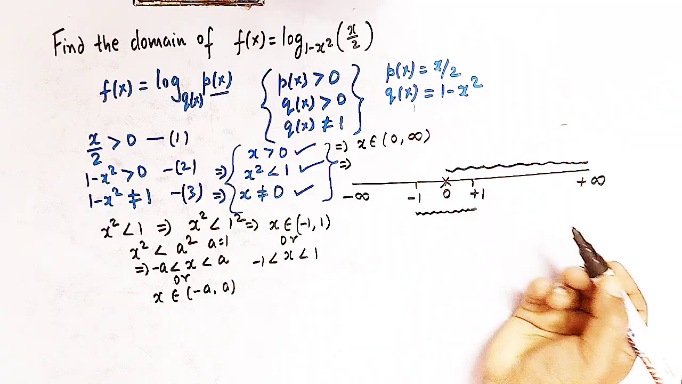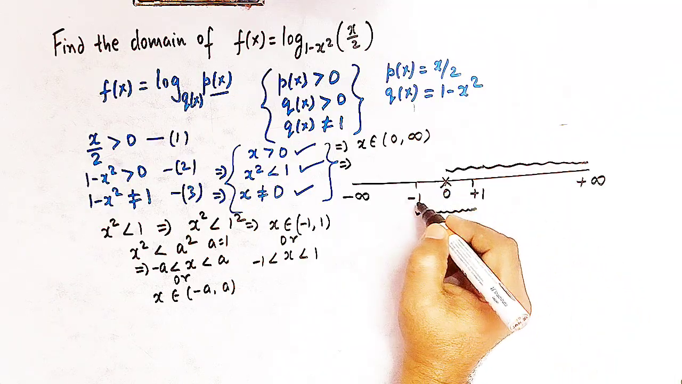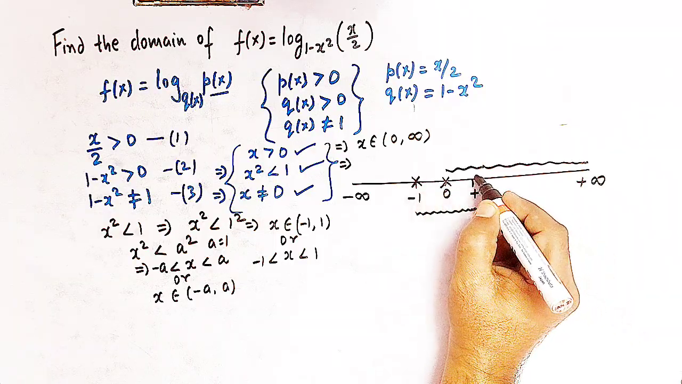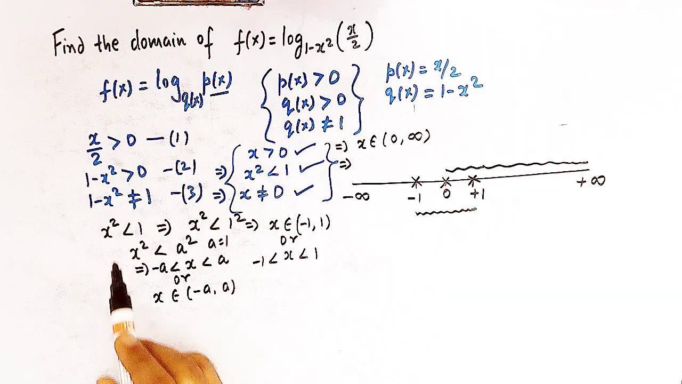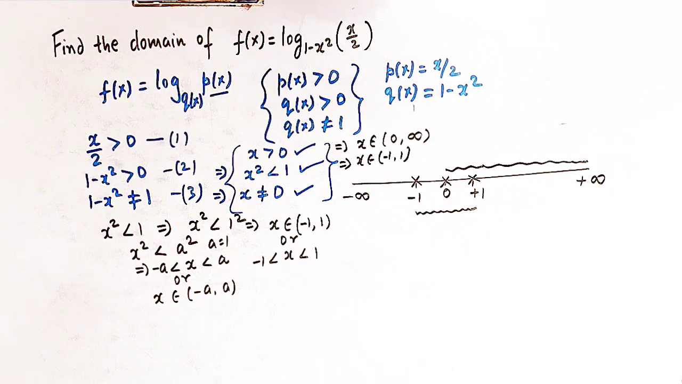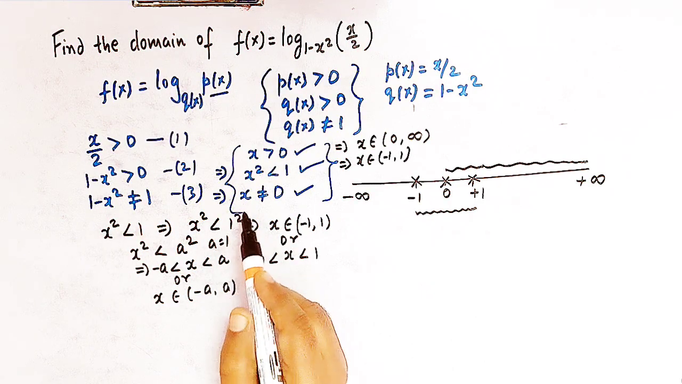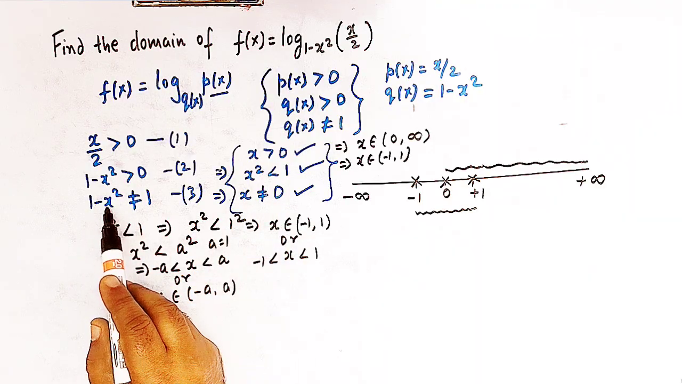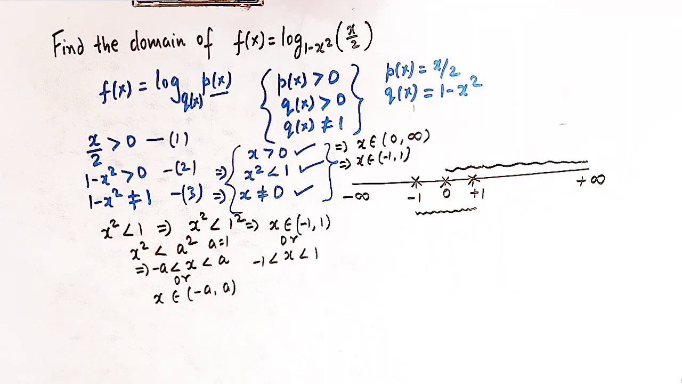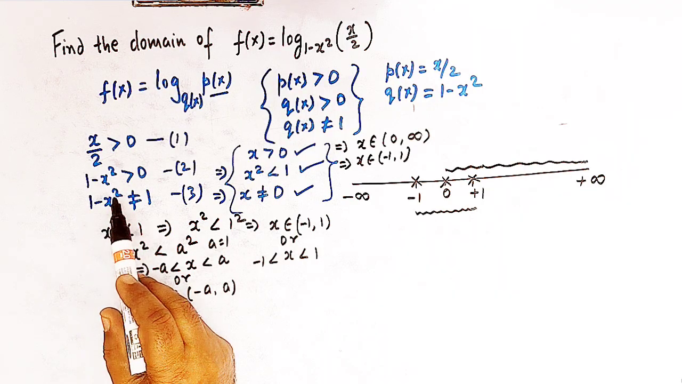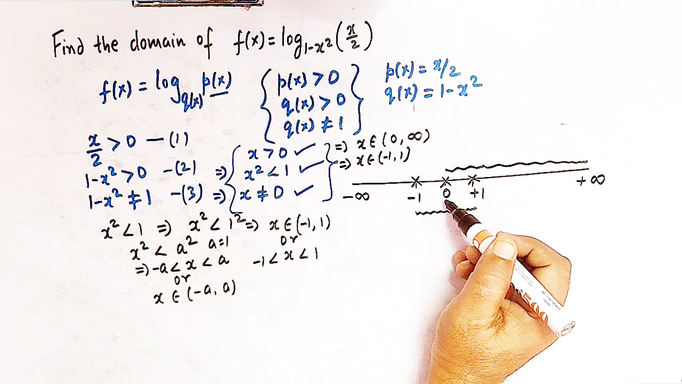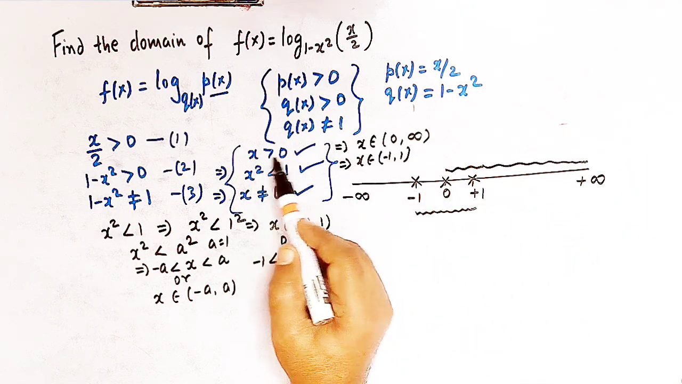So here we have this region, and remember x should not be equal to minus 1, and x should not be equal to positive 1, because this is x square less than 1. And the third condition is that x should not be equal to 0, right? Because x equal to 0 makes 1 minus x square equal to 1, and 1 minus x square should not be equal to 1. So x should not be equal to 0, which is already excluded in the first condition.